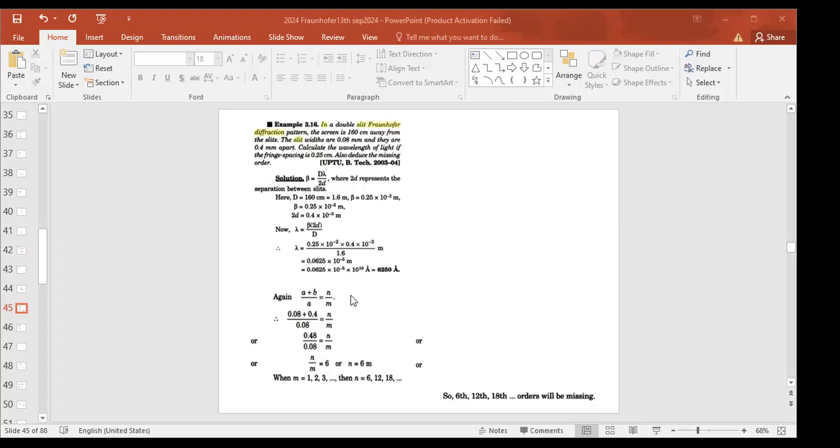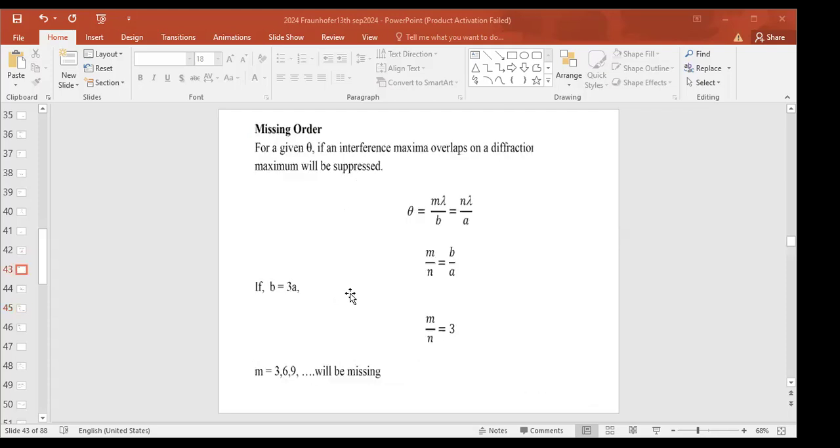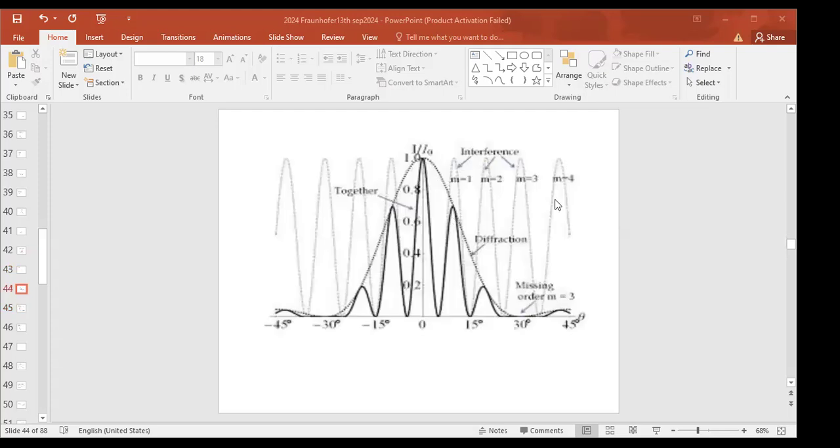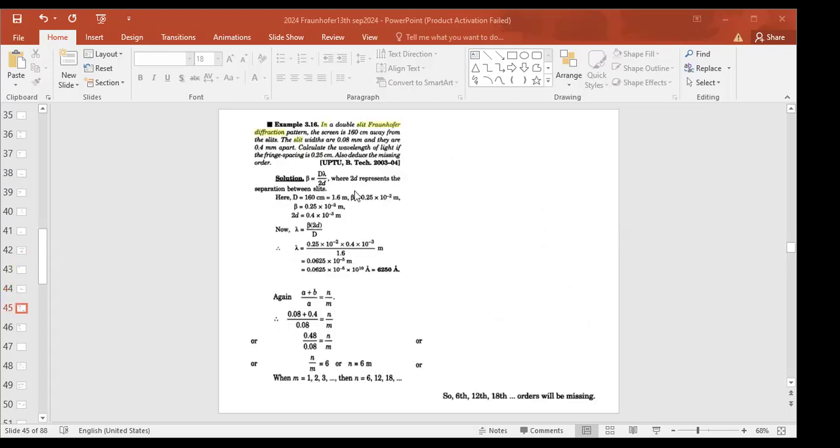Here the missing order is m is equal to 3. 1, 2, this is the central; 1, 2, 3, the third one is missing; 4, 5, 6, 6 is missing, like that.